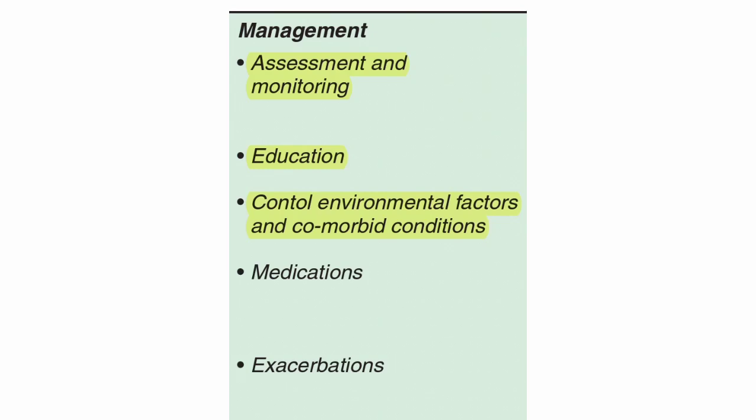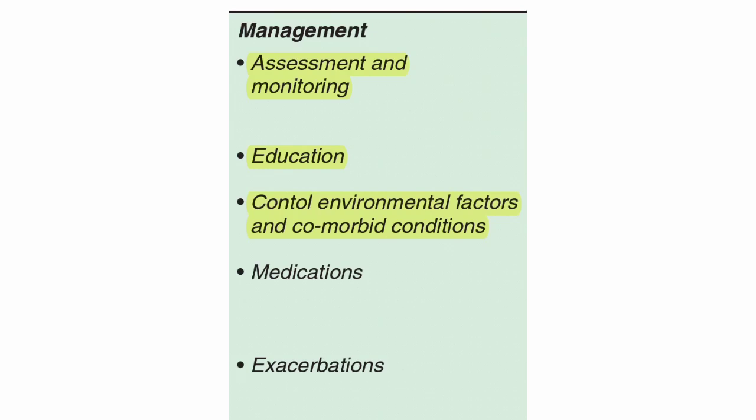People fear the inhalers. People fear the disease. People fear the chronicity of the disease. So you should educate them about that. Also, the home environment should be changed for the patient, so that the setting is supportive for the patient. So education is important. Second is to control environmental factors and comorbid conditions. Environmental factors and comorbid conditions should be controlled.